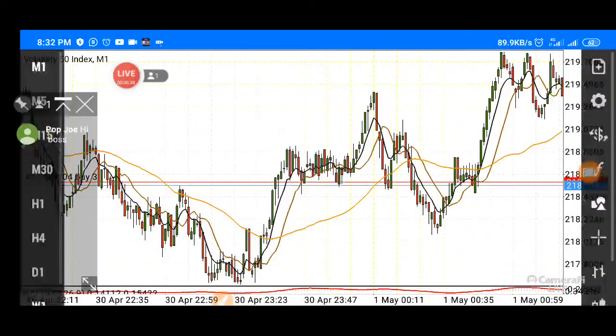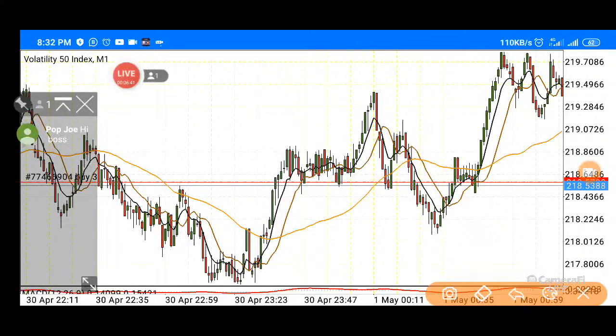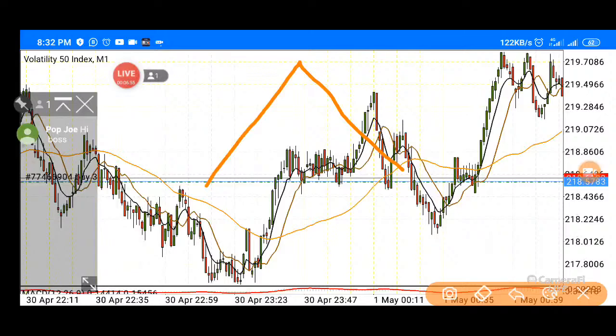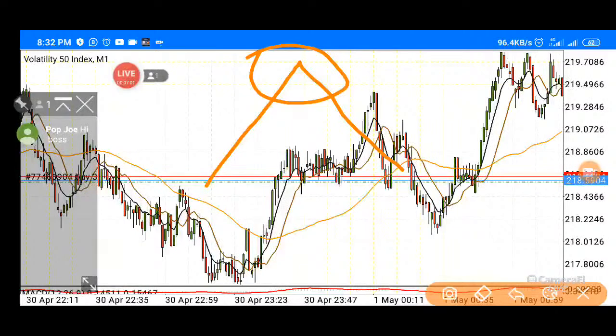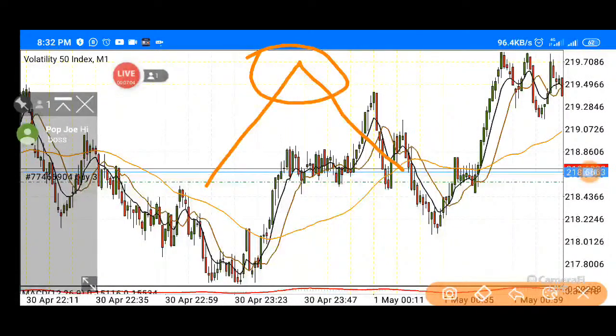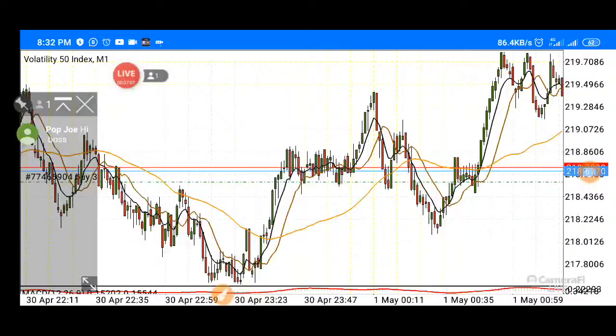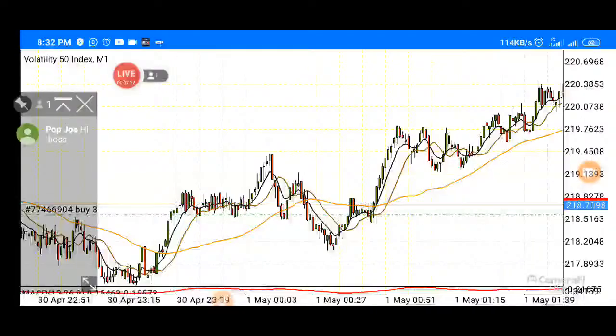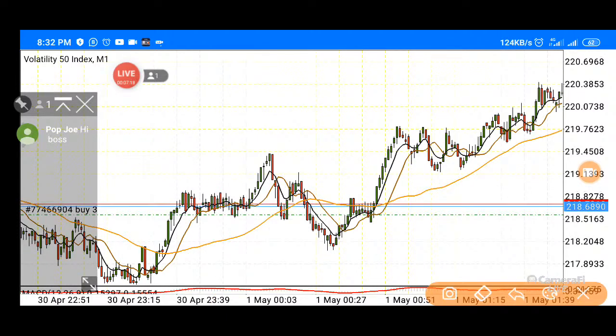What do I mean by reversal? For example, a trend has been on an uptrend and suddenly it changes back to a downtrend. That's a reversal. So head and shoulders always occur on the top of an uptrend, and that pattern itself gives you a signal for a sell. So this is how you can spot a head and shoulders.